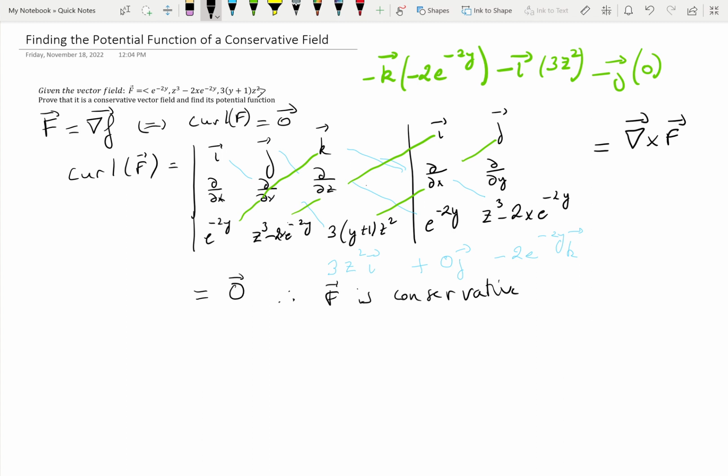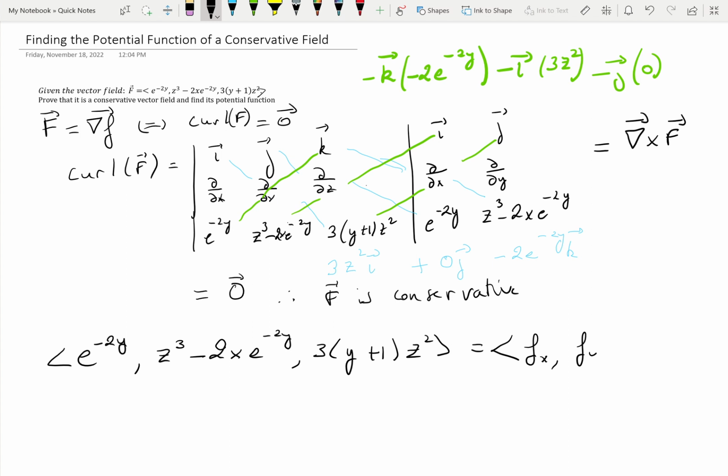So that means that the vector field, which is the vector e to the minus 2y, z cubed minus 2x e to the negative 2y, 3 times y plus 1 z squared, is the gradient. And remember, the gradient vector is the vector that has for components the partial derivatives of the function. So it's going to be partial with respect to x, partial with respect to y, partial with respect to z.